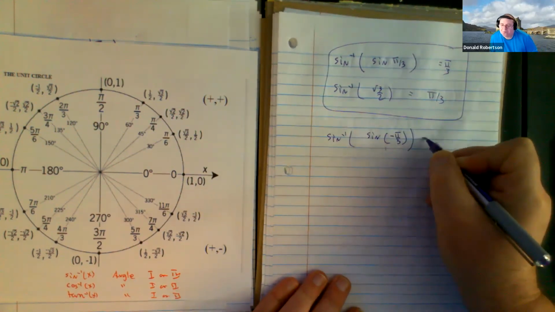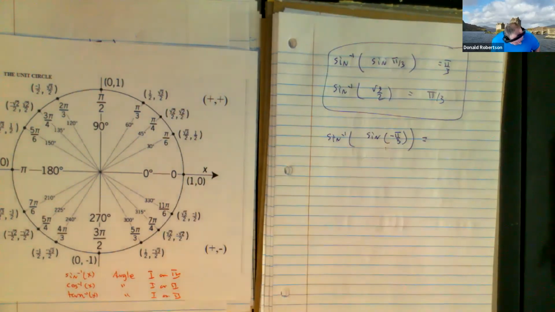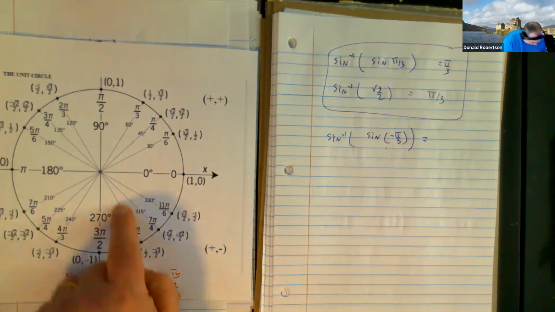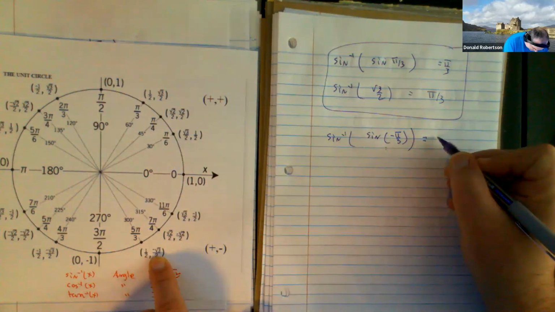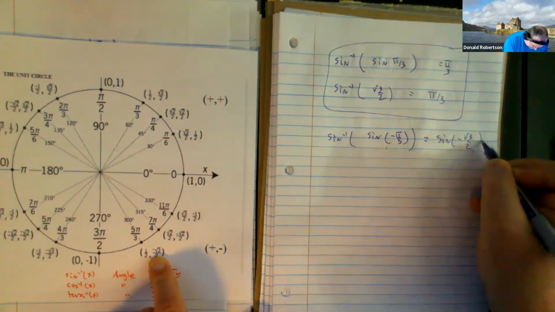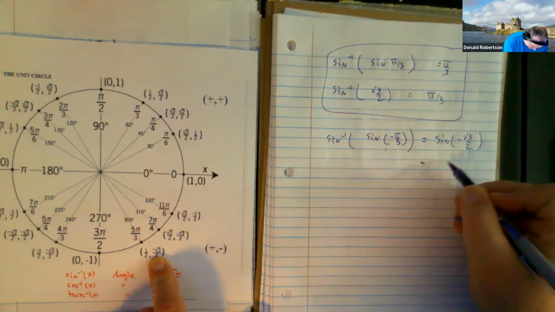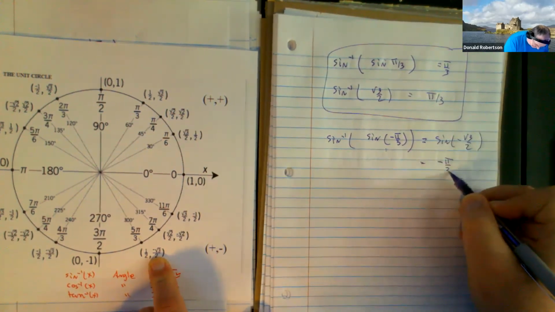Try this one. Negative pi upon 3 is basically this guy here, and so its y coordinate would be negative root 3 upon 2. And the angle that gives you that is negative pi upon 3. So, hey, that's a good match.